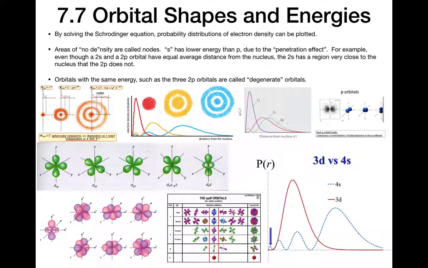So by solving the Schrödinger equation, we can get these probability distributions of electron density plotted. That's why we call it the cloud model, because these plots look sort of like clouds. Where the clouds have high density, in other words, the dots are close together, that's areas of high probability. And where the dots are far apart are areas of low probability.